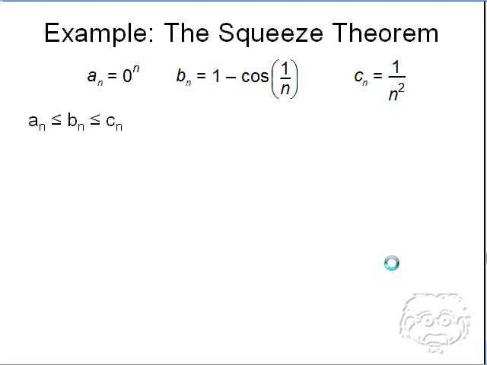So our condition to apply the squeeze theorem is that for all values of n, a of n must be less than or equal to b of n, which is less than or equal to c of n. So let's test a couple values to see if this is true. Well, for the first term, a of 1 is 0, b of 1 is 1, and c of 1 is 1. So we're fine there because b and c can be equal to each other.